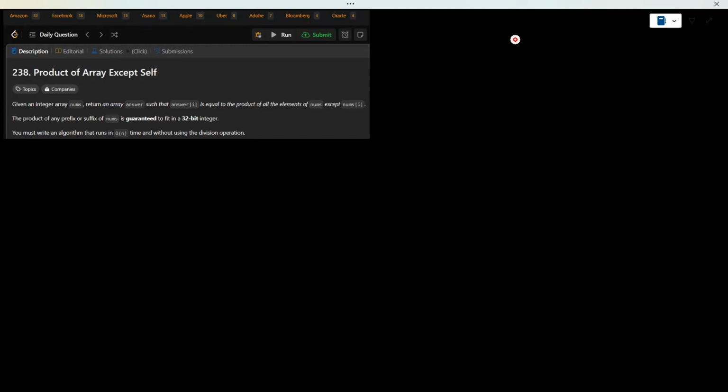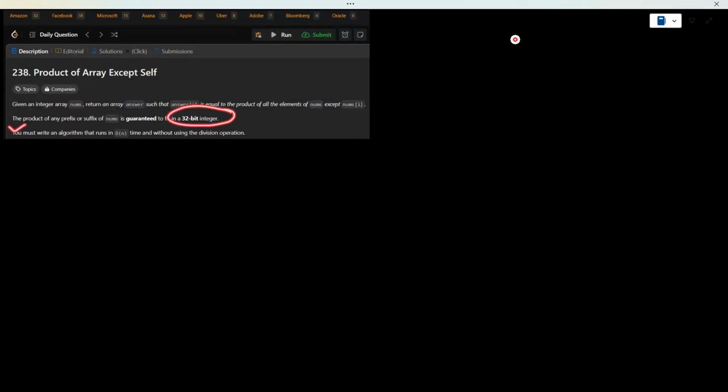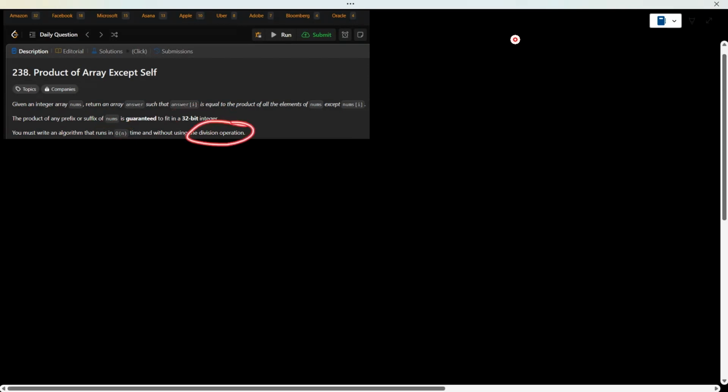The question says, given an integer array nums, return an array answer such that answer[i] is equal to the product of elements of nums except nums[i]. The product of any prefix or suffix of nums is guaranteed to fit in a 32-bit integer. You must write an algorithm that runs in O(n) time without using the division operation.